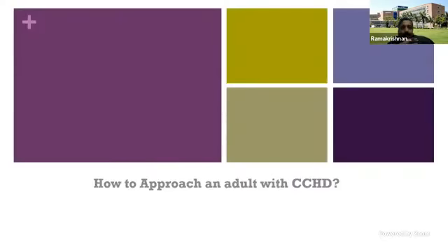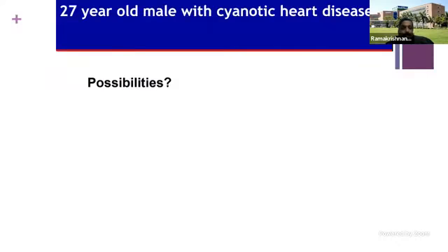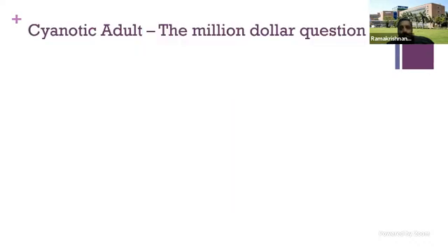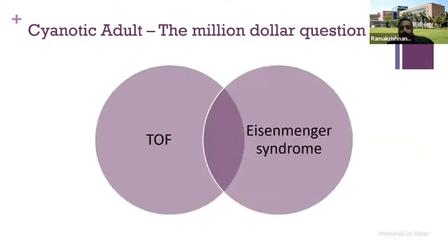So these are the basic funda that you have to have before you go to the real approach to an adult who is sitting in front of you with cyanotic congenital heart disease. Say a 27-year-old male with cyanotic congenital heart disease is given in the exam. What are the possibilities? As I told you, some TOF physiology, Eisenmenger syndrome or TOF variants, Epstein anomaly, and rarely others. So the $1 million question that is going to come is whether it is tetralogy or Eisenmenger syndrome.